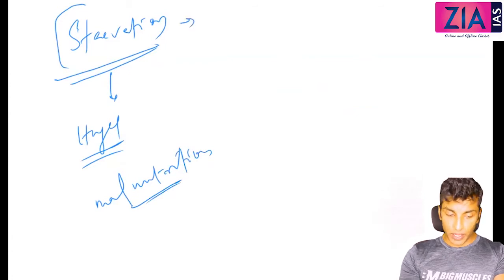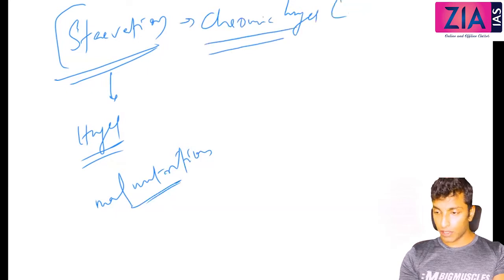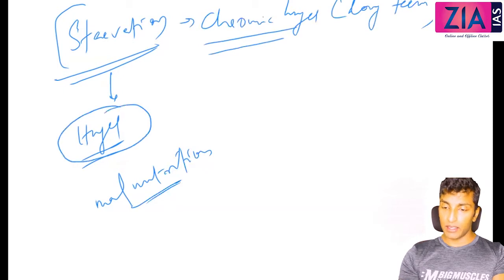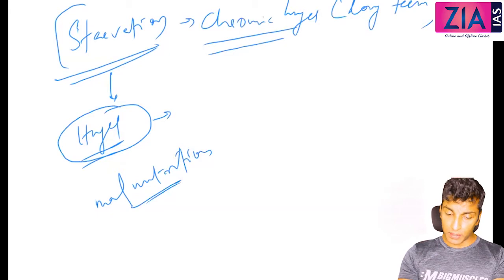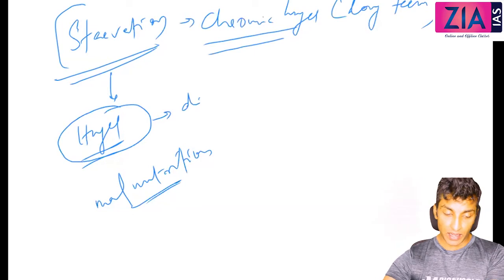Starvation means chronic hunger. Chronic hunger means long term. Or before that you can write hunger. Okay, so first hunger you can write. Hunger means distress associated with lack of intake of food.